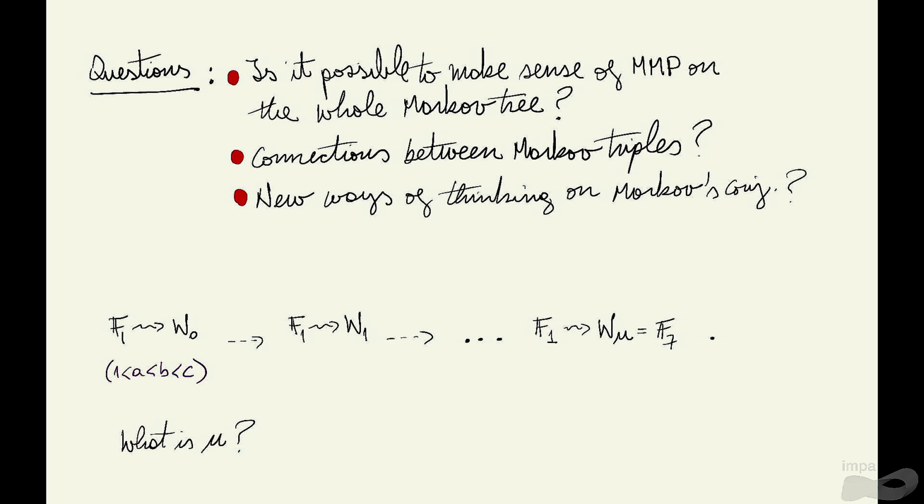So is it possible to make sense of the MMP on the whole Markov tree? That was the question. What are the connections between Markov triples? Is there a new way to think about this Markov conjecture using what you see from this MMP? Those are the kind of questions, and this is what is happening.